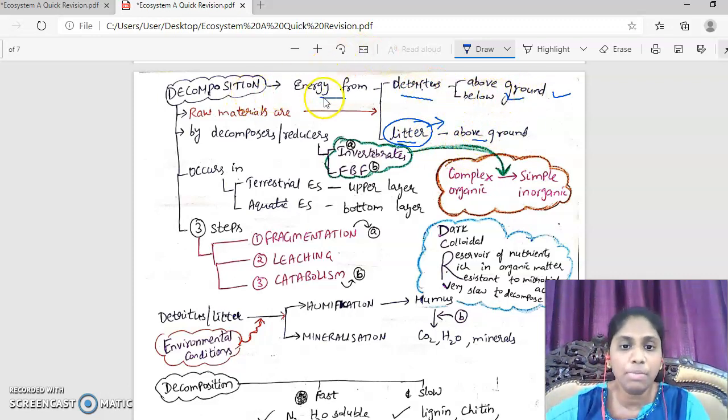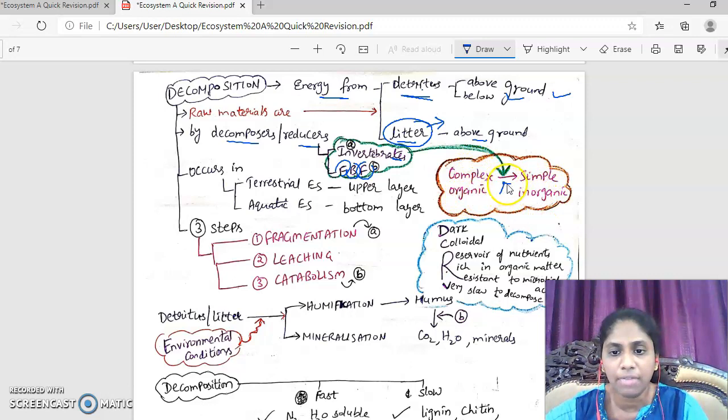The energy for decomposition also comes from the same raw material, detritus and litter. So who does decomposition? Decomposers or reducers. And we learned in the previous video there are two basic types of decomposers, also called microconsumers: invertebrates like earthworm and termites, and fungi, bacteria and flagellates. I named them as A and B for further notification. Now, these two types of decomposers convert complex organic into simple inorganic stuff by releasing their enzymes.